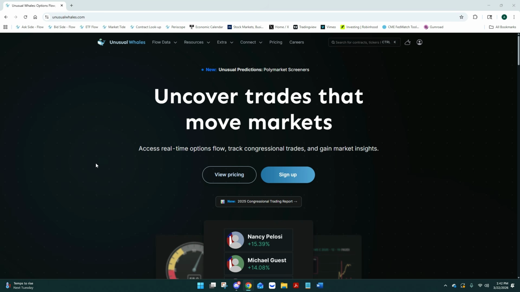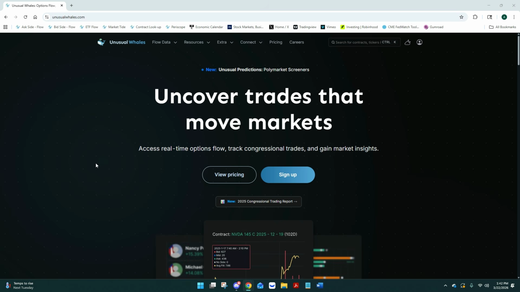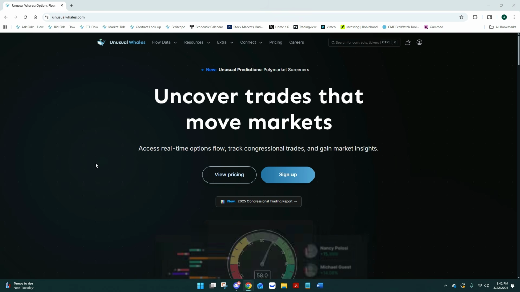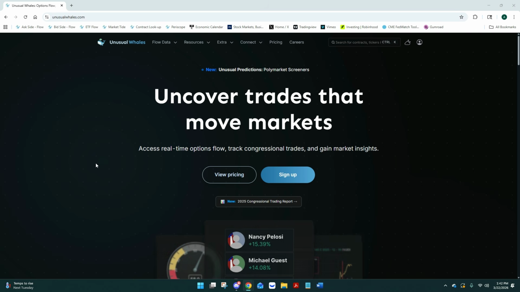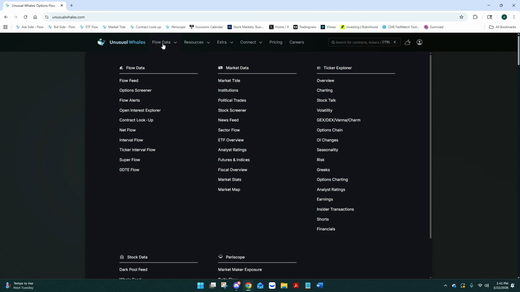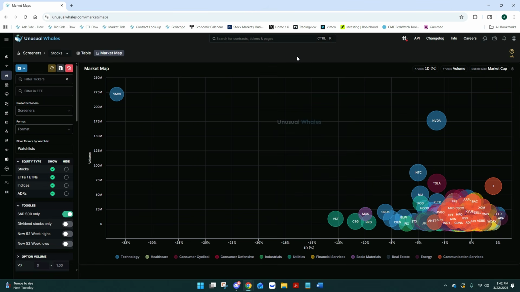We're going to look at multiple different dashboards throughout this, but we are going to start out with the market map. What I initially want to do here is find names that are sticking out net premium gap wise, so we're going to start with the net premiums. To get to the market map, you come up to flow data, come down to market map, and that will pull your market map in here.